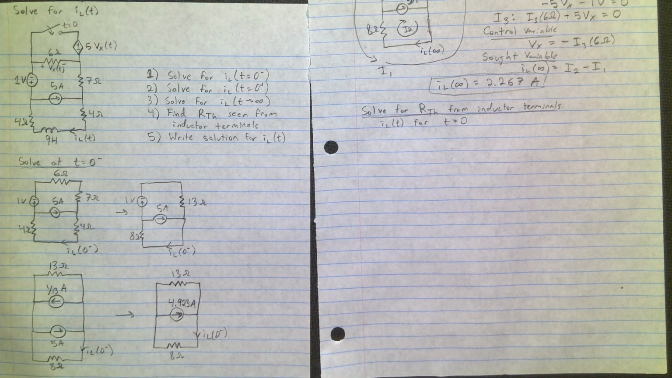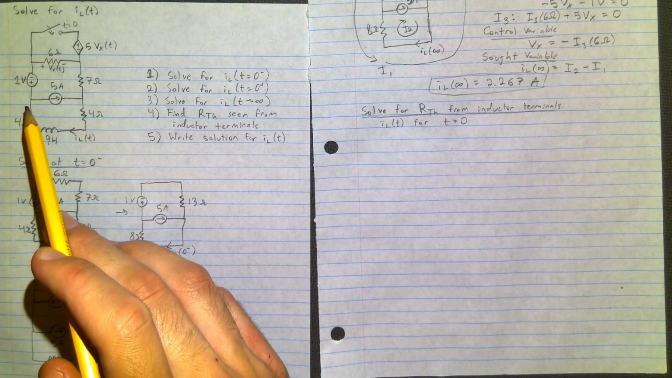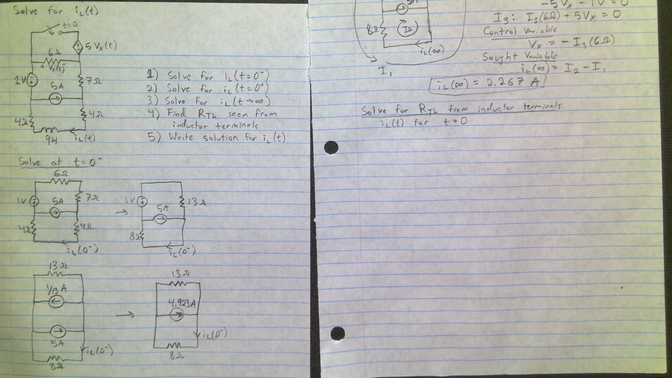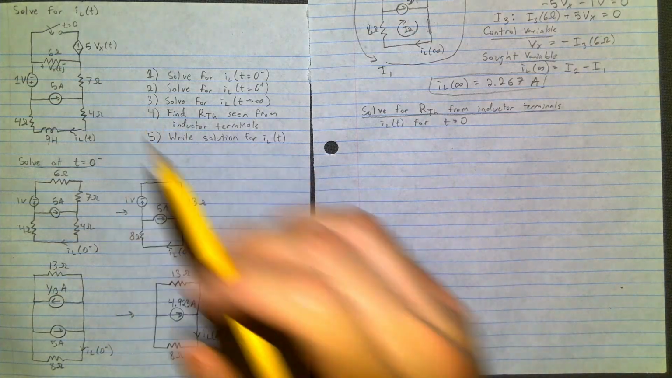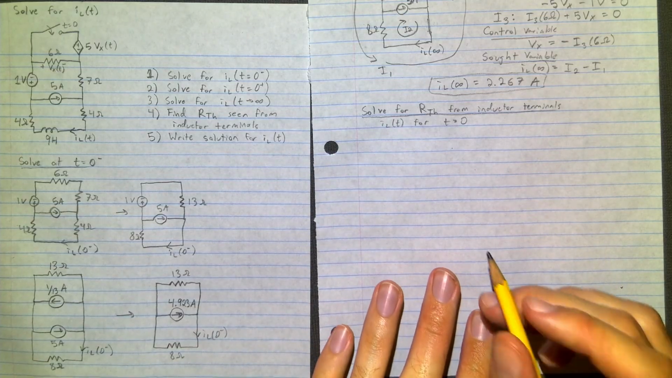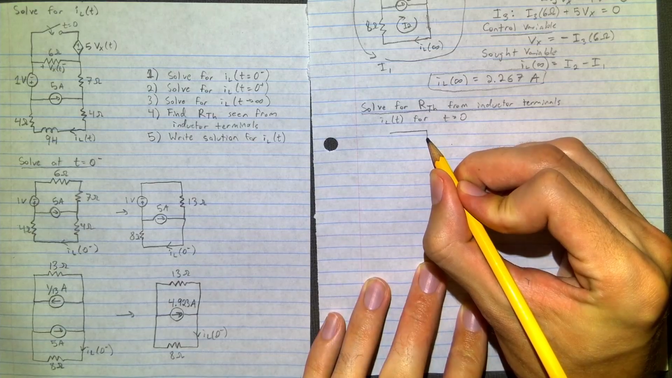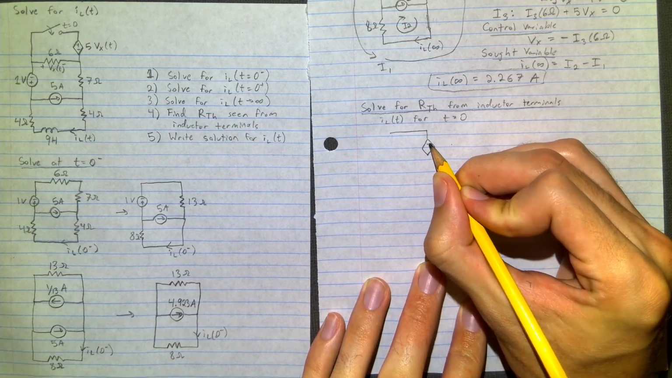So now we're going to find our Thevenin as seen from the inductor terminals. The first thing we're going to do is kill the sources, and this voltage source is going to be replaced with a short, and this current source is going to be replaced with an open circuit, and also this is for t greater than 0, so the switch is going to be closed. And we cannot kill our dependent voltage source.